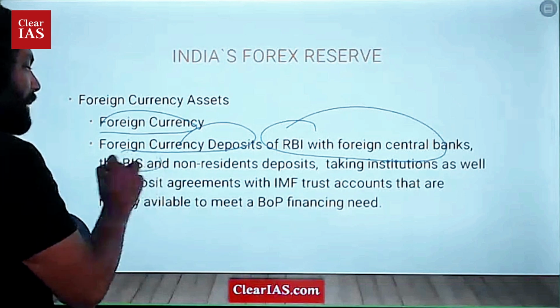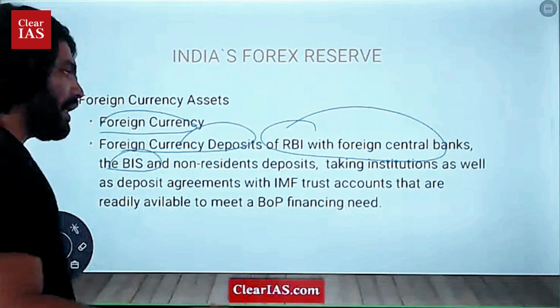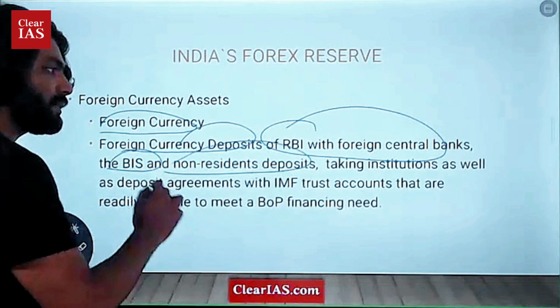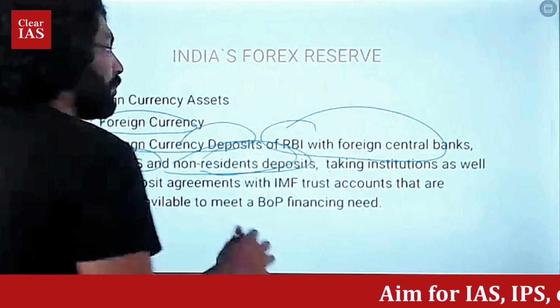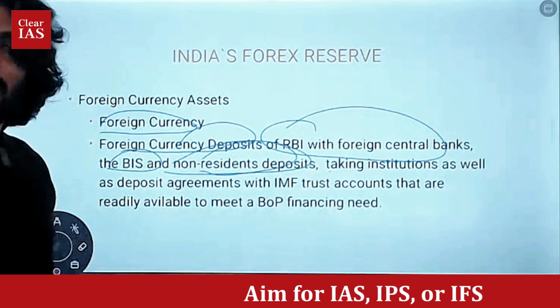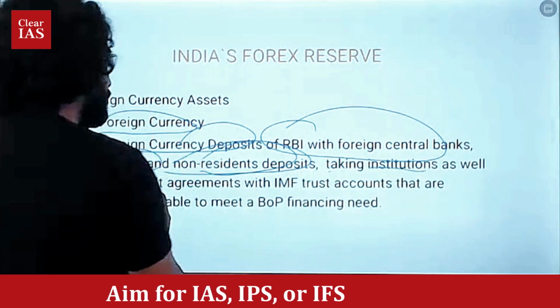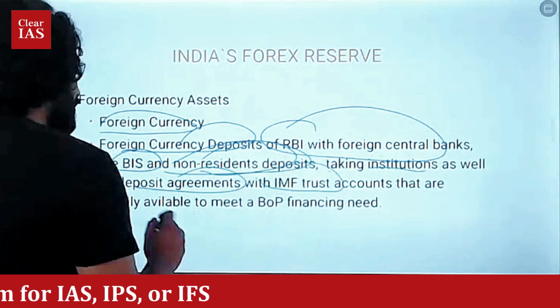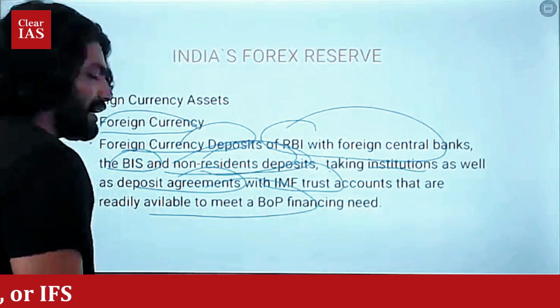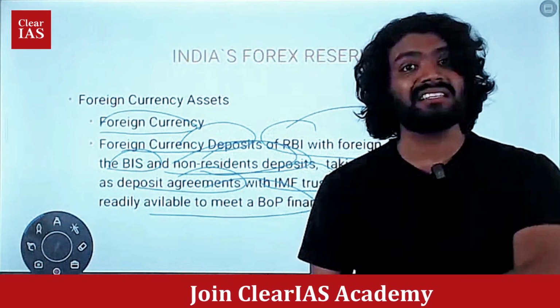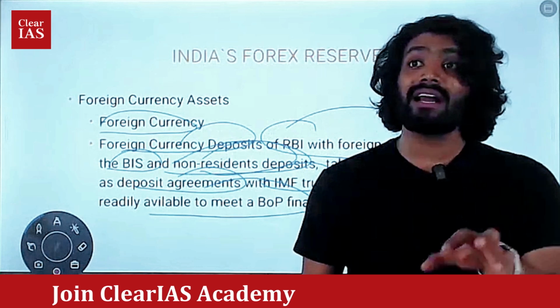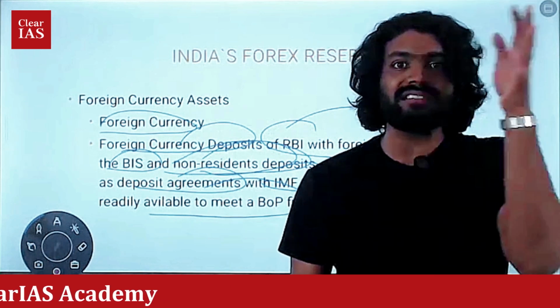Then we have foreign currency deposits of RBI with foreign central banks, the BIS, Bank for International Settlements. Then non-resident deposits. Non-resident deposits means deposits of non-residents. This includes institutions as well as deposit agreements with IMF trust accounts that are readily available to meet a BOP financing need. That is deposits with the IMF. That is also considered as our foreign currency assets, not foreign currency. Foreign currency assets. Foreign currency is different.